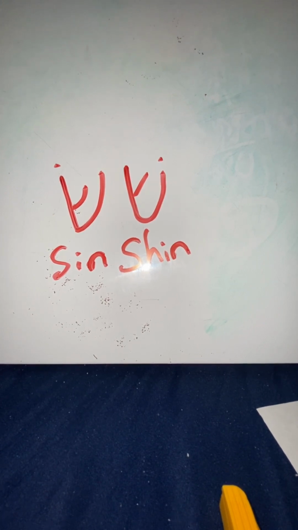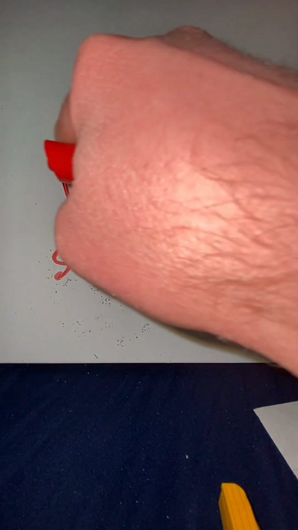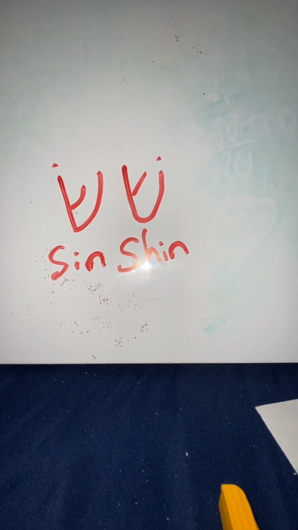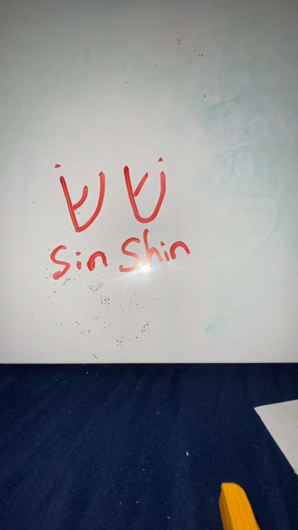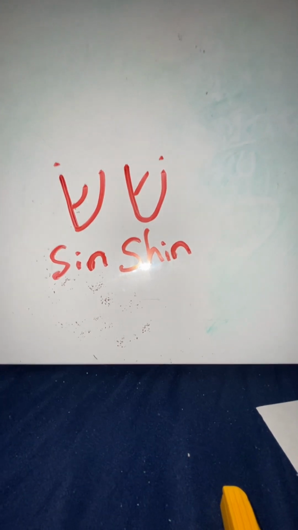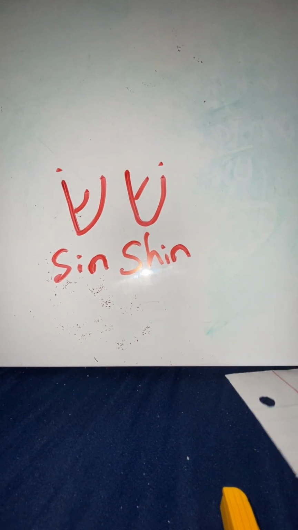So, this is Sin and Shin, makes the S sound and the SH sound. Once again, with these dots here, they are not in modern day Hebrew, so you will just have to learn what it makes, and you'll just have to learn it as it is. But anyway, that is that.